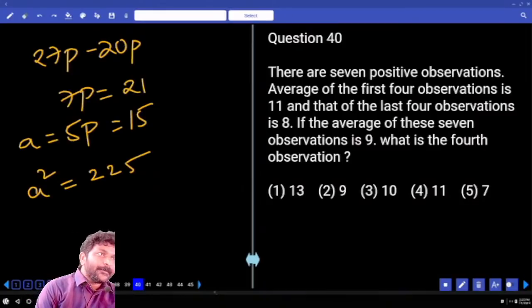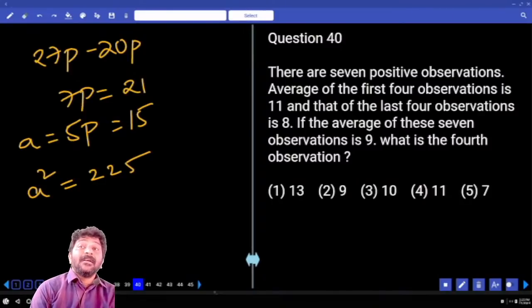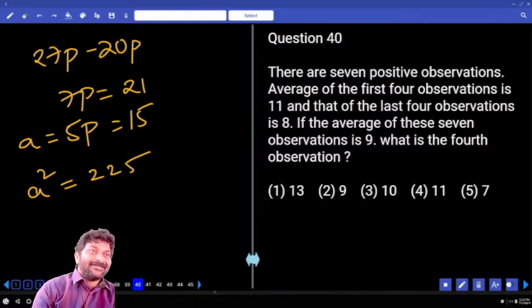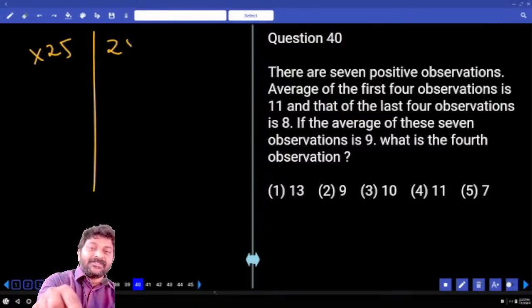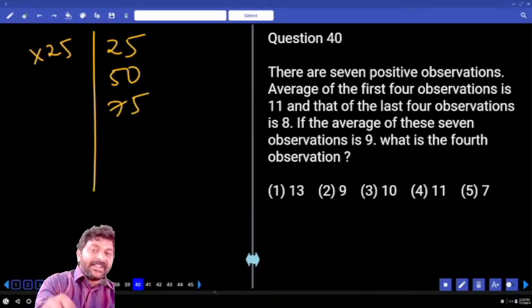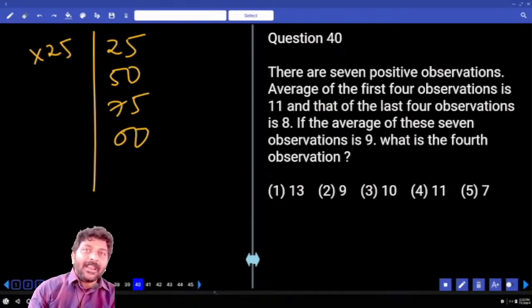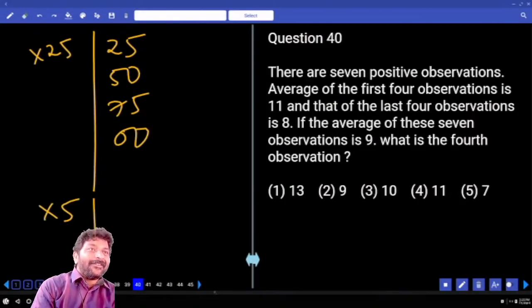25 multiple ends with, 25 multiple ends with, 5, only 5, 5 and 5 and you only spoke, right? 5 and 0. 25 multiple ends with 25, 50, 75, 2 zeros. I already said this before. Okay? 5 multiple ends with 5 and 0.